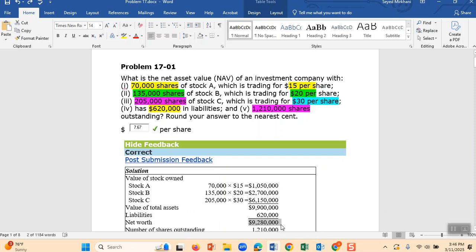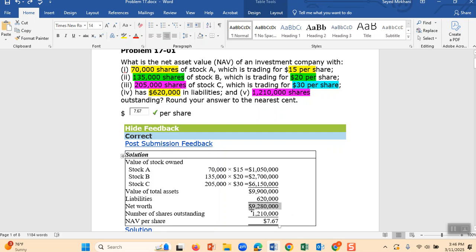$9,280,000. That's the company. Now, the number of shares. That means the number of shareholders, you are the students. Imagine I go to each student, and the total number of shares I sell to all of the students is $1,210,000. Therefore, if I divide this number by this number, that is the value of each share. Net asset value, NAV per share.